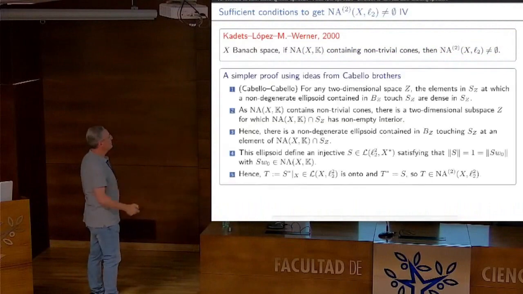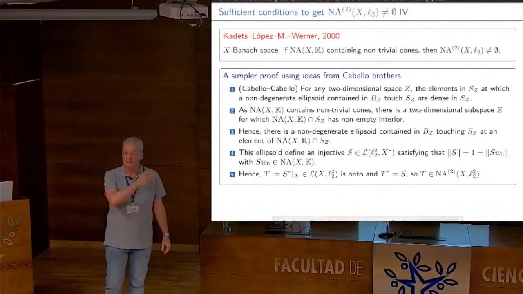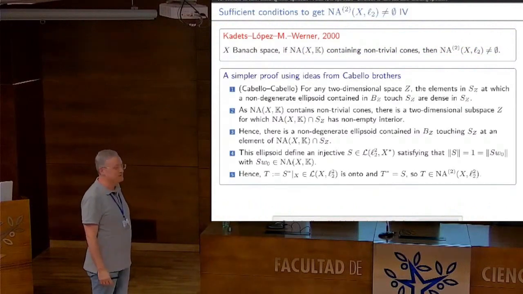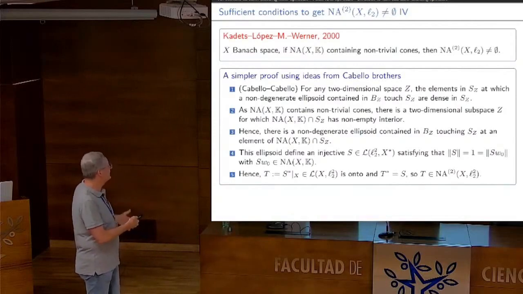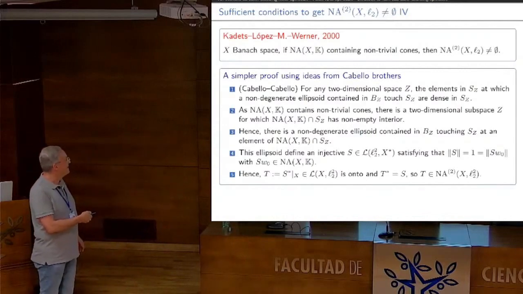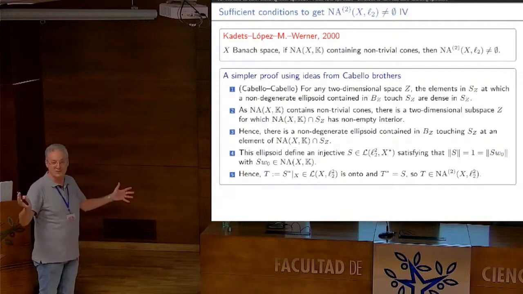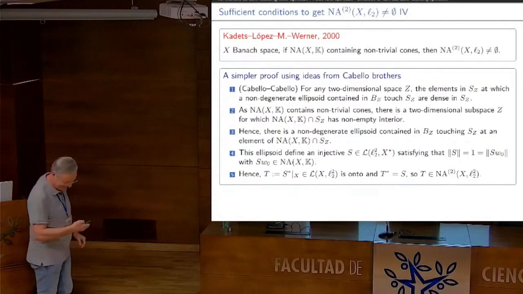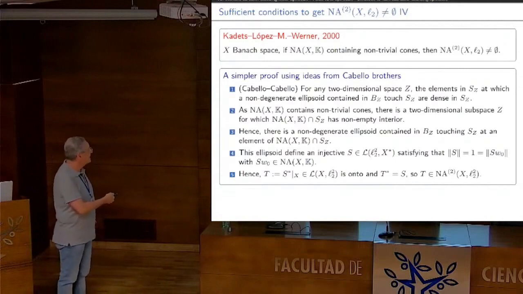Okay. So we proved it in a very complicated way in the paper, but there is a simpler proof using ideas I discussed with the Cabello brothers. The idea is that for any two-dimensional space, the elements in the unit sphere come with a non-degenerate ellipsoid contained in the unit ball, touching the unit sphere. This is the idea by Cabello and Cabello. They say obvious in the paper, but then I called Félix, and he explained it to me, and it is true, it's obvious.